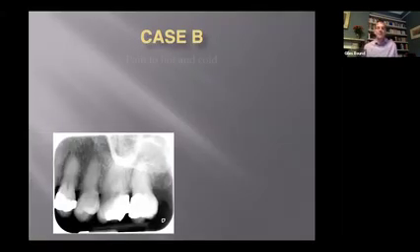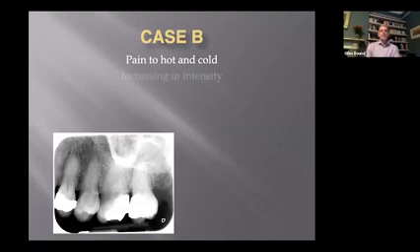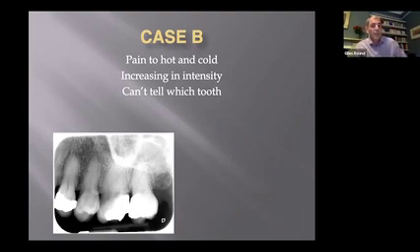And this is another case. This patient had a lot of sensitivity to hot and cold, couldn't locate where the problem was, and it was increasing in intensity. Now, to be quite honest here, I couldn't work out what was going on either. I knew it was either the 6 or the 7. Both of them were candidates. They've both got large fillings in there. There was no radiolucency around either tooth. And I couldn't determine which one it was because of the amount of sensitivity.